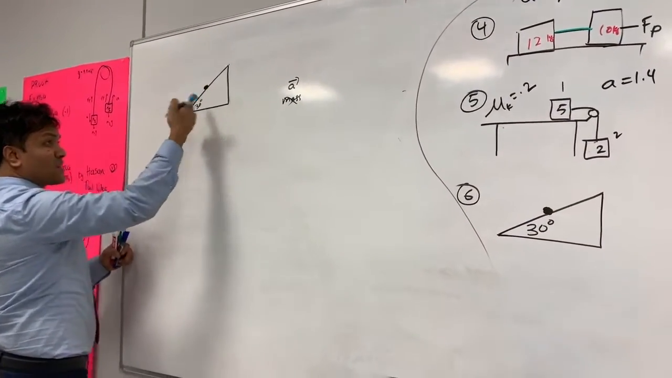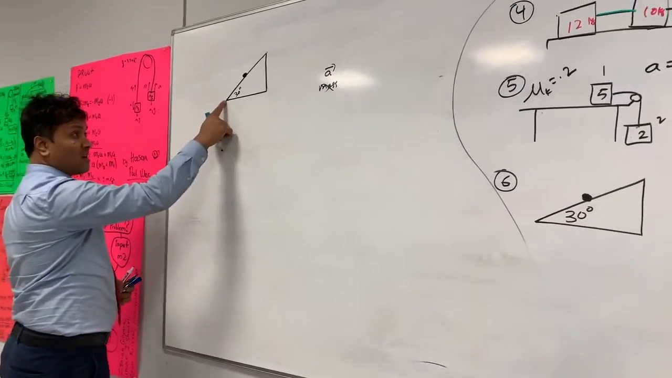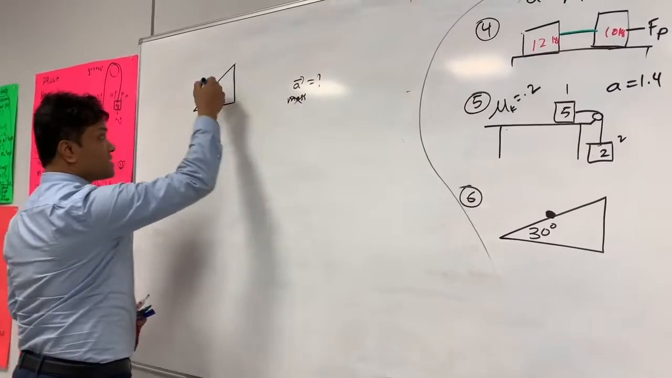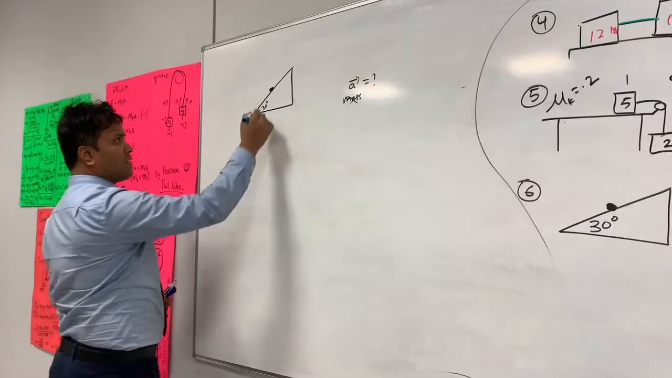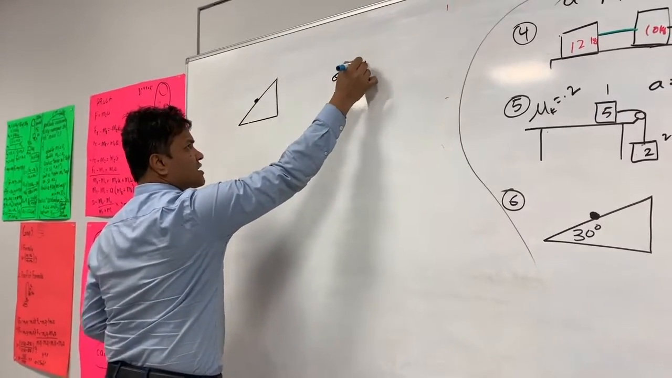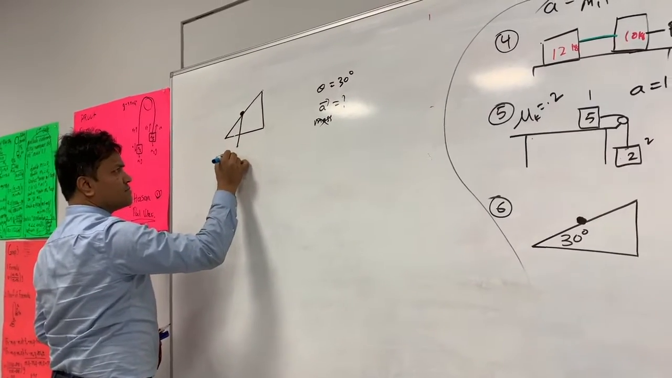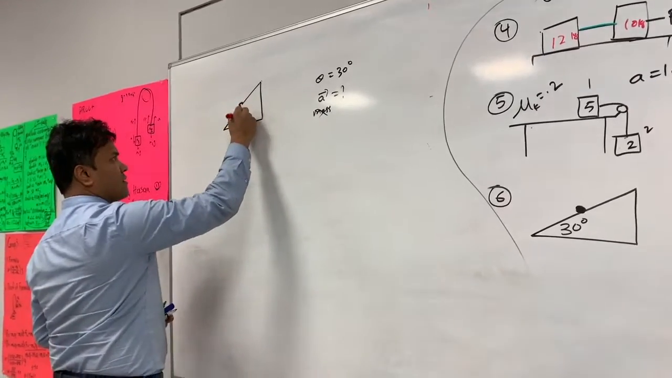Why am I putting the mass? Just to show you the force body diagram. We want to find the acceleration, because the box is sliding down. So let's first put it that way. The degree is 30. You know that. So this is gravity, Fg.